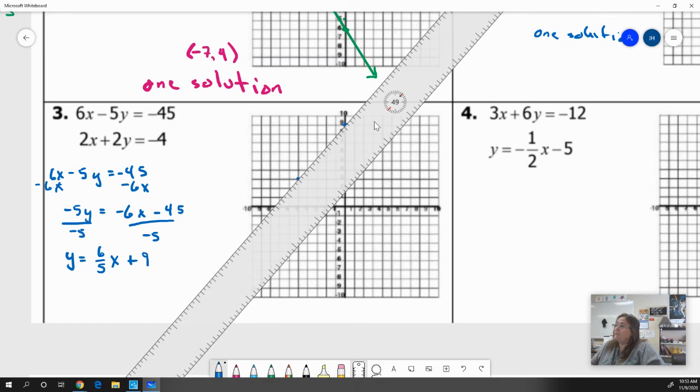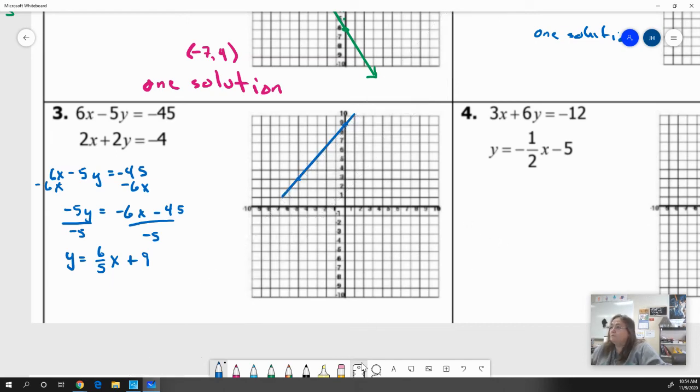Am I there yet? That's pretty good. Be a pro at this before long. Get rid of our ruler. Put our little arrows. We've got our first line graphed.